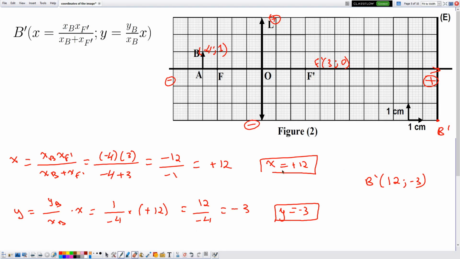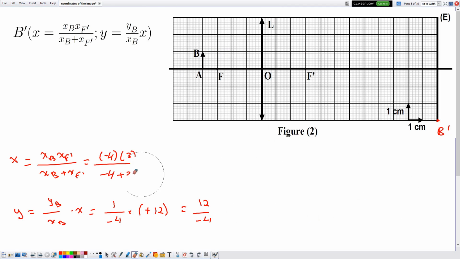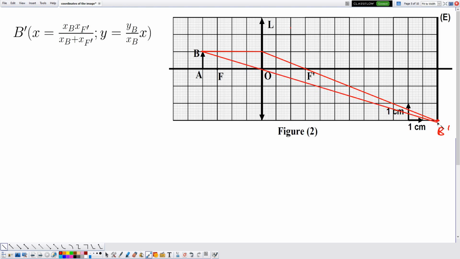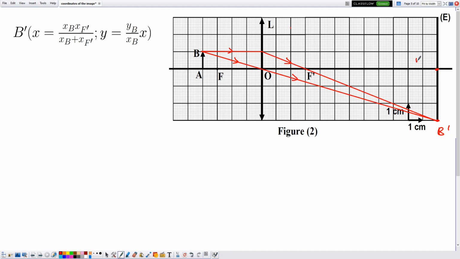Now let's erase everything. Then now let's trace the image, knowing that it's located here. So the first one parallel to the optical axis will emerge passing through the image focus like this. The second one passing through the optical center will emerge without deviation. And for sure the point A prime will be the foot perpendicular of B prime on the optical axis. So this is the image.